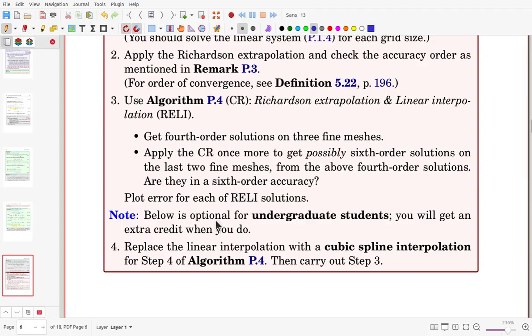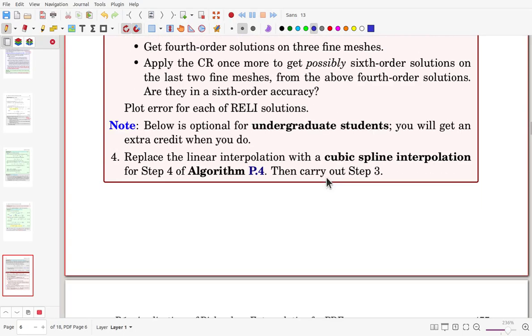The part below is optional for undergraduate students. If you do it nicely, you'll get extra credit. Number 4, replace the linear interpolation with a cubic spline interpolation for step 4 of the CL algorithm. Then carry out step 3. If you are a graduate student, then you have to do this one. Okay.